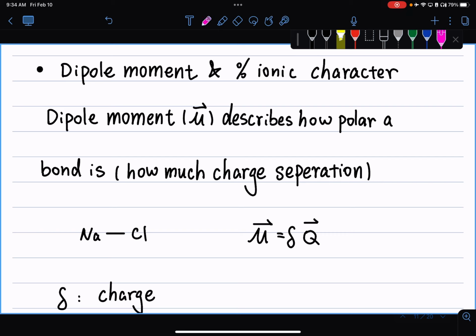So again, using sodium chloride as an example, sodium is an electropositive atom, so we'll have a partial positive charge on sodium. And then chloride is the electronegative atom, so we'll have a partial negative charge here. Different from the oxidation number, these partial charges we're thinking about as actual charges. And when we're drawing the arrow for the dipole moment, we always draw it from the positive end to the negative end.